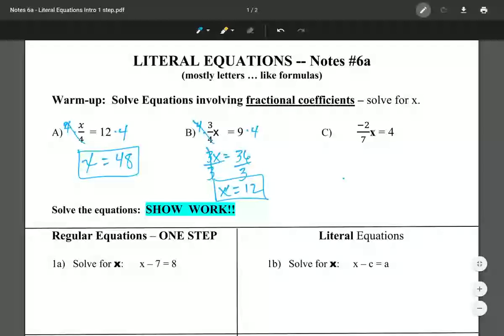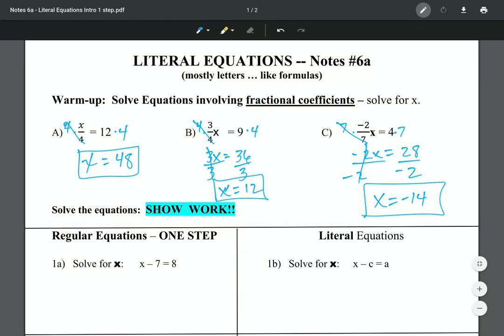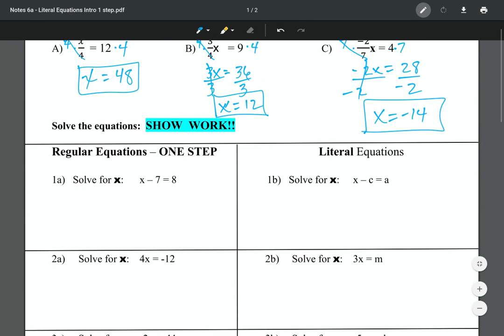All right, let's go ahead and look at letter C. We're going to get rid of the denominator of 7, so that cancels out. We're going to multiply the 4 by 7, bring down the negative 2x equals 28. Then we're going to divide both sides by negative 2, and x is equal to negative 14. So that's just a little review on trying to get rid of a fraction that's your coefficient.